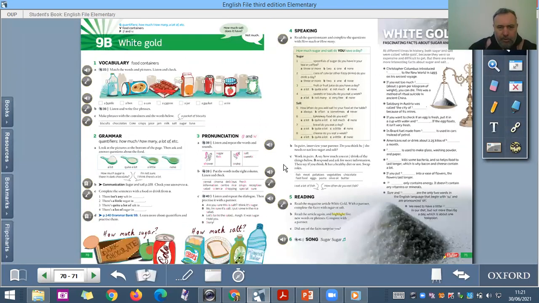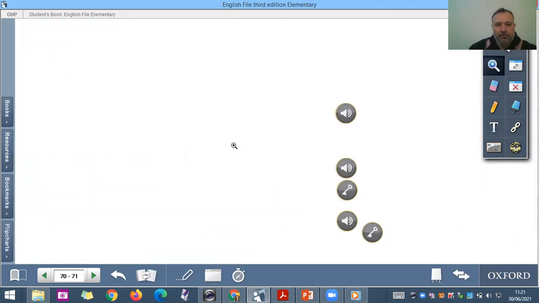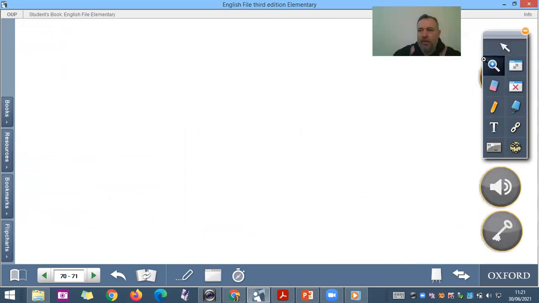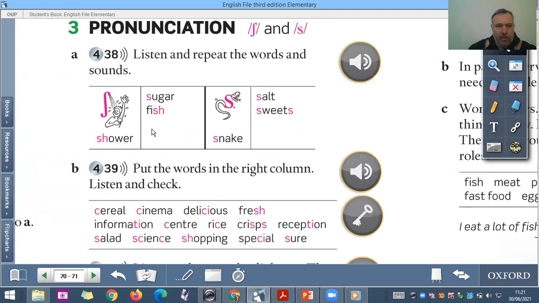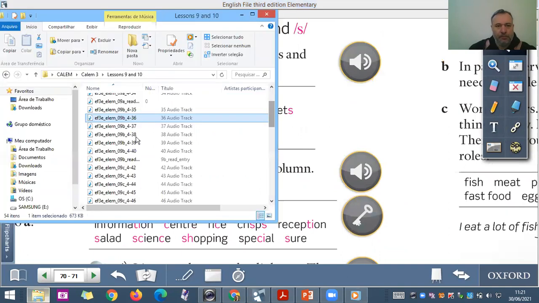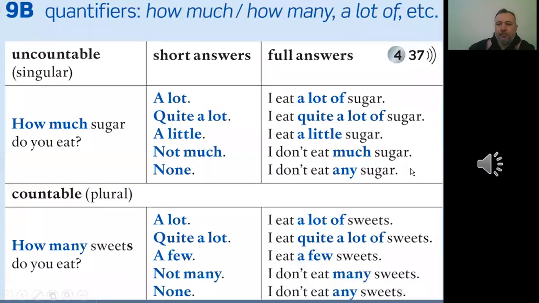Now we're going to go to exercise number 3, which is about pronunciation. Here again. Now we're going to listen to the pronunciation of these words. No, well, there was something before, I guess. Oh yeah, sorry. Let me show you this before. This is an example of how to use the quantifiers when you're asking and answering questions, right? So let's listen to it.